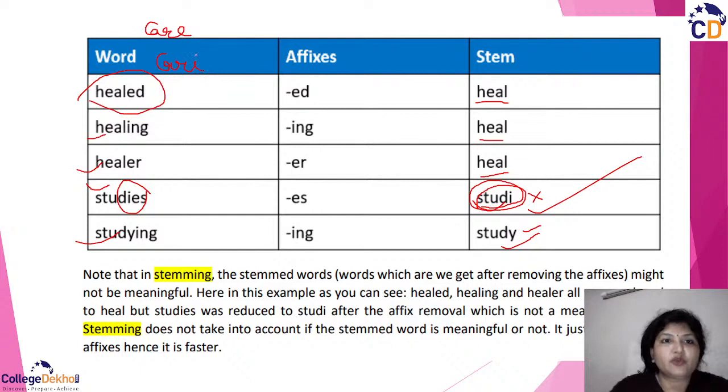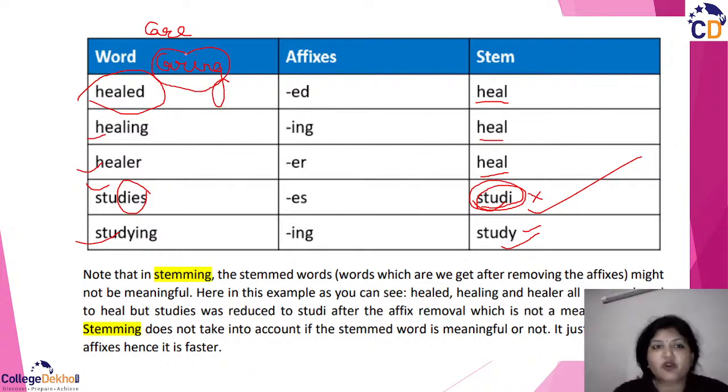Let me tell you the difference between both. If I am going to use a stemmer for caring, right, the base form converted by a stemmer function would be car. So it is not logical. Caring, something else I am talking about. Now, by removing the affixes, I am getting a base form which is not logical, and it is not even related to caring. So this is the disadvantage.